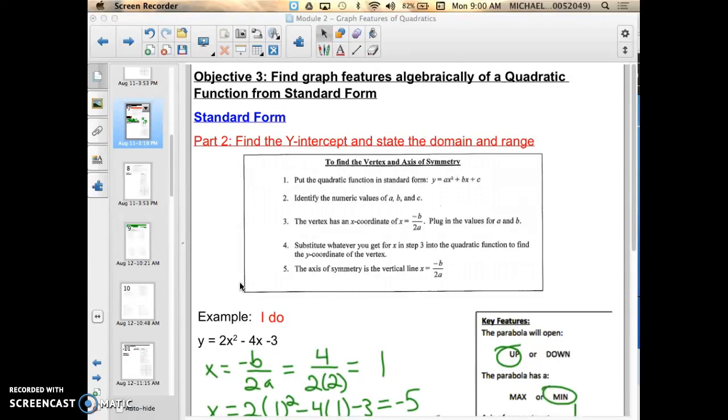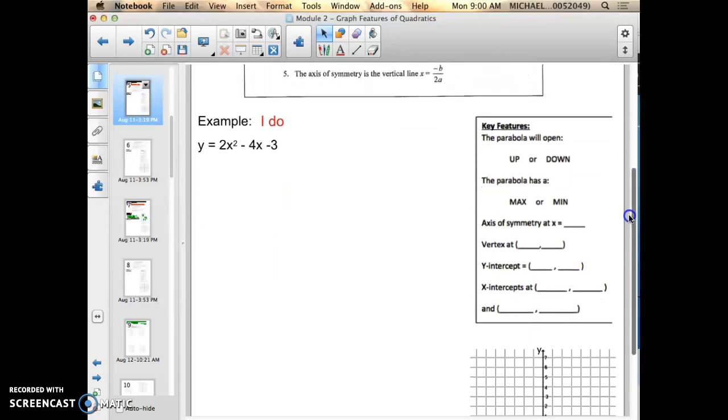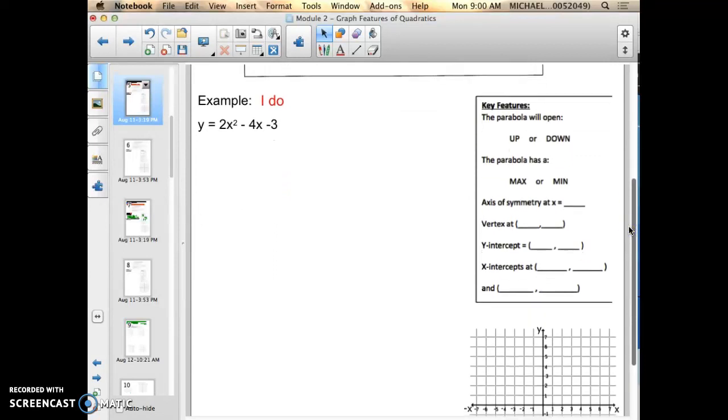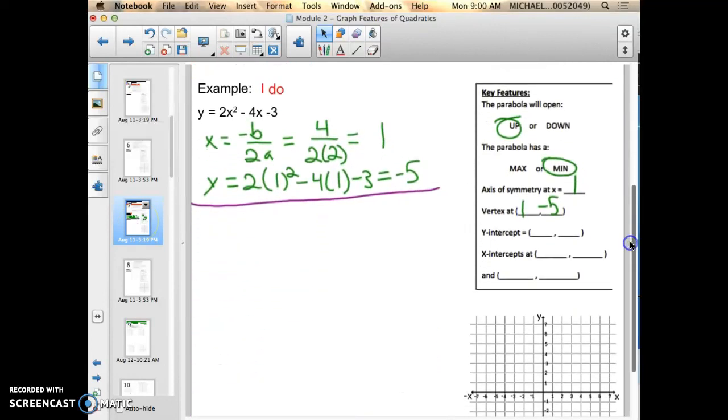Now, if you remember from part 1, we found the vertex and axis of symmetry, and you had to follow these 5 steps to find the vertex and then the axis of symmetry. So I'm going to do the same problem. In this video, you should technically have notes on a page before in your packet based off of how you found the vertex and axis of symmetry. And so I kind of did a short version on the new page in your packet that has the same problem. We're working with the same problem.